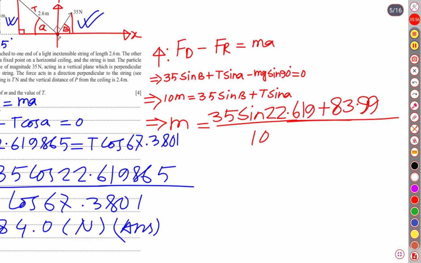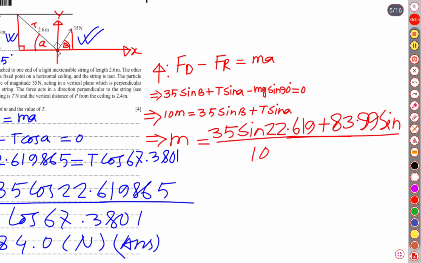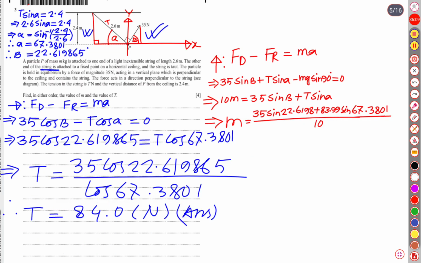83.99. Then sine alpha, alpha is 67 point something. I require some more space, so let me continue writing again. Yes, that is our step.